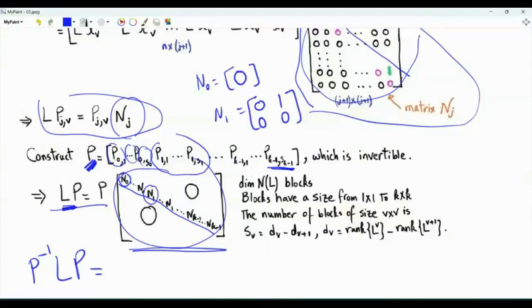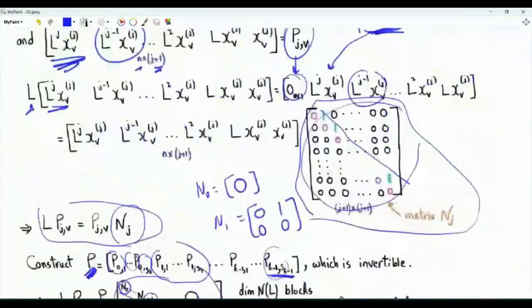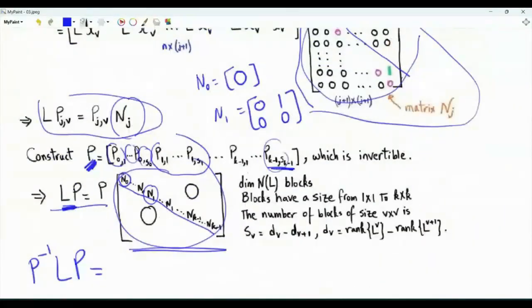How many blocks do we have? How many submatrices are used in the construction of P? We have made use of every array here. And how many arrays do we have? The number is equal to the dimension of the null space of L. The number of those blocks is the dimension of the null space of L. What are the sizes of those blocks? We have from 1 by 1 to k by k. So the largest block is of size k by k. Recall that k is the index of matrix L.